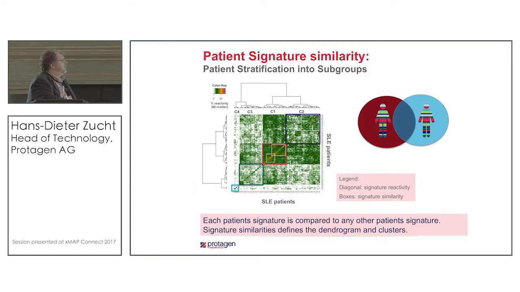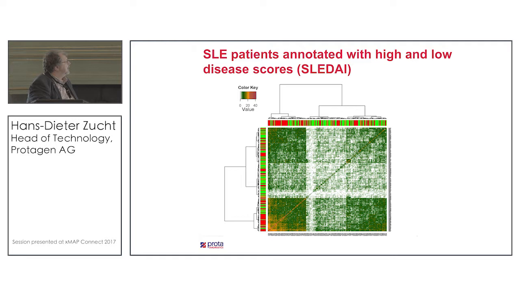You want a homogeneous group. And these clusters tend to form when you have different subtypes of diseases. That's actually what we've observed. For example, in lupus, you have cutaneous lupus. You have different forms. And then you see that they break apart. And then with clinical data, which you can put aside, I think I have here, it's annotated with disease, high and low disease scores. This is one possibility.